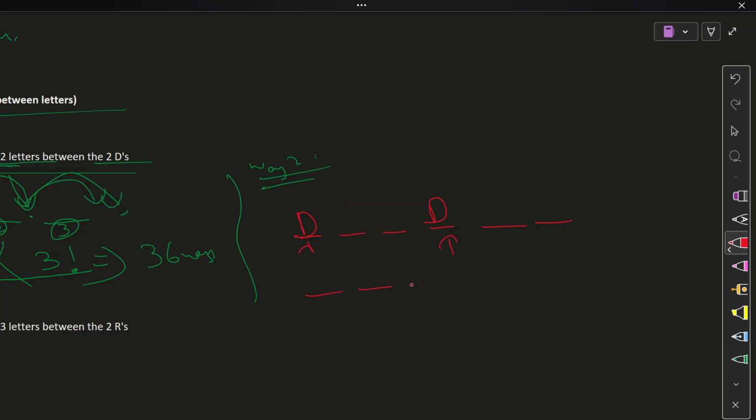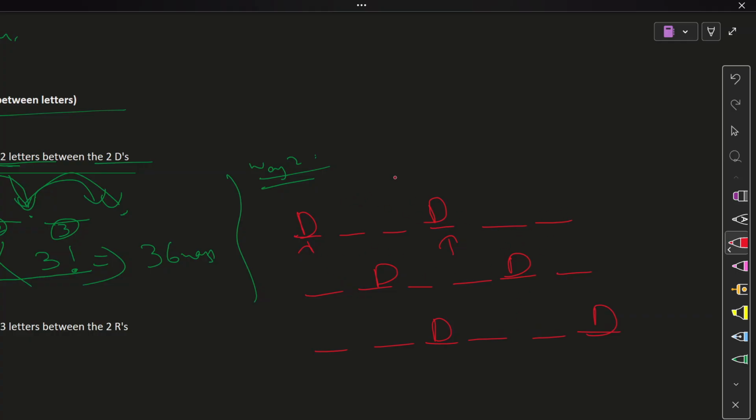Then another time that would happen is 1, 2, 3, 4, 5, 6. The D could be on the second position, 2 in between, third. Then 1, 2, 3, 4, 5, 6. This D on the third position, and this D will be on the last position. Now there can be no further cases because I cannot move the D and have two letters in between them, right? So I have three cases.